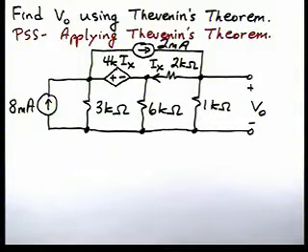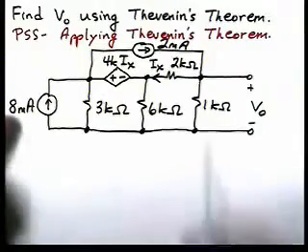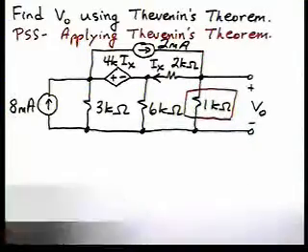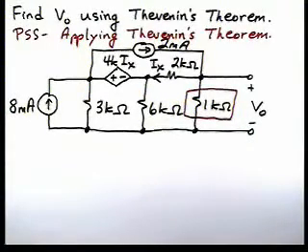In this problem, we're going to find V0 using Thevenin's theorem. Again, we're going to use a problem-solving strategy entitled Applying Thevenin's theorem. And if you remember, the first step there is we remove the load and find the open circuit voltage. So let's identify our 1K as the load, because that's the element that V0 is across.